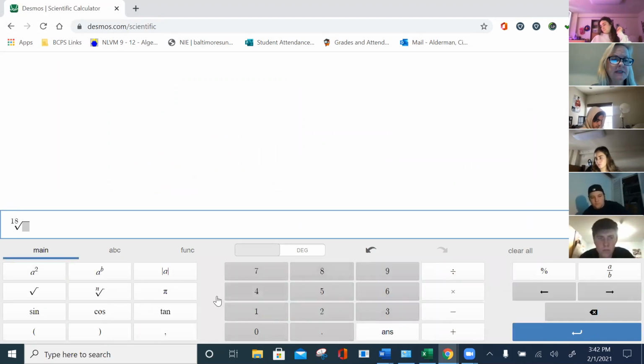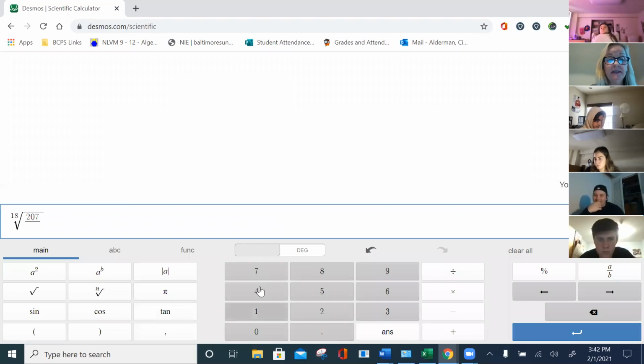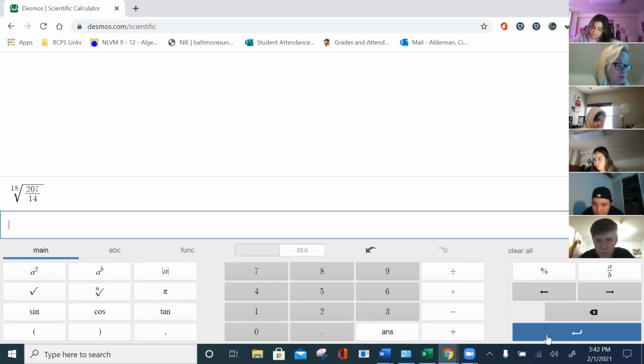I like this because it puts in like you mean it, right? So if you mean 207 divided by 14, and you mean for 207 over 14 to be under the radical sign, you don't have to worry about making sure that you have parentheses, right? So this does what you're asking it to do. So we're going to get 1.16 and so on. Now be careful. You have to watch rounding, and make sure you're rounding to the decimal place they're asking you to.